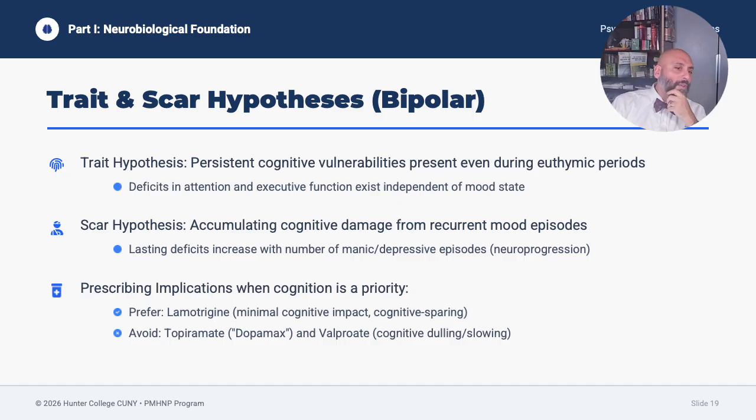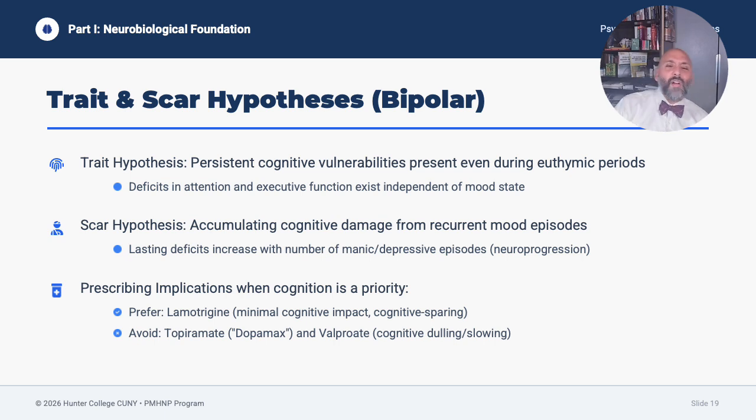But the trait hypothesis also proposes that people with bipolar disorder have this baseline cognitive vulnerability even when the mood is stable. So even during euthymia, when the patient looks well, there may be chronic subtle deficits in attention, executive function, processing speed. So if a patient says, I'm not depressed or manic, but I still don't think like I used to, that complaint deserves to be taken seriously. This is not just residual mood. It's probably part of that illness architecture.